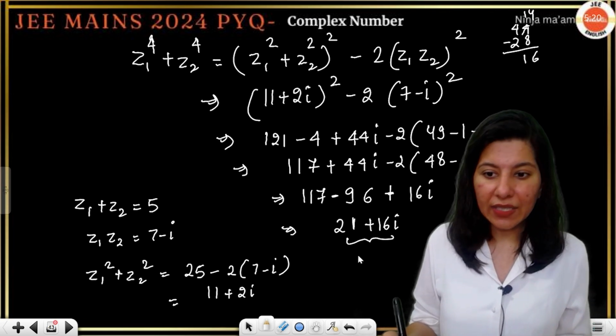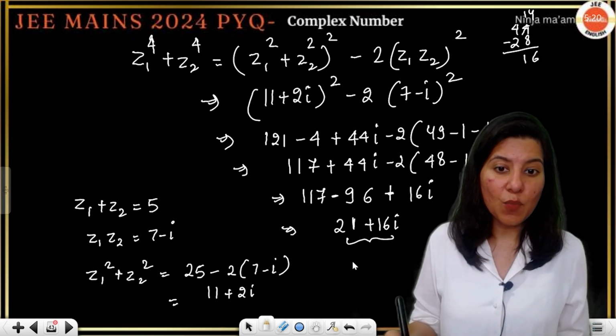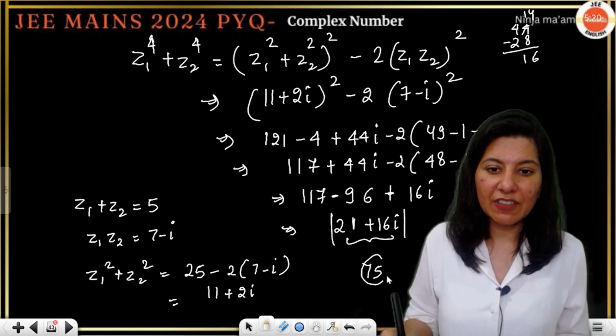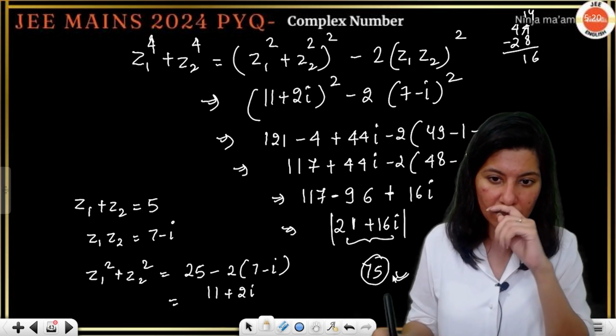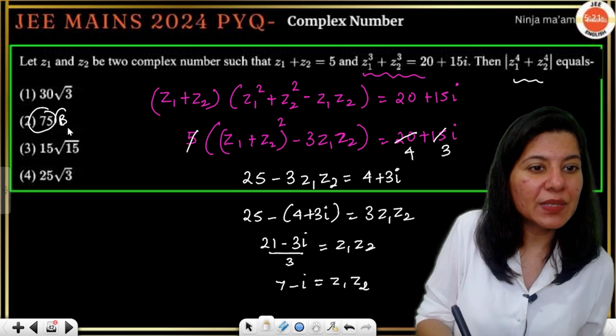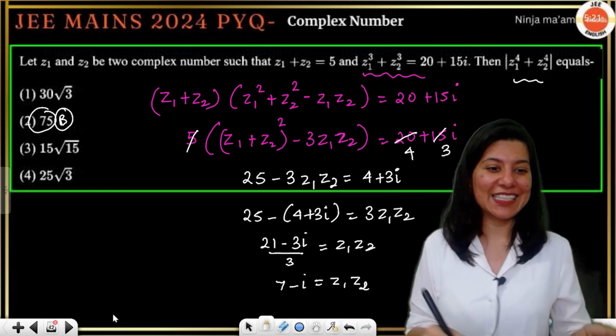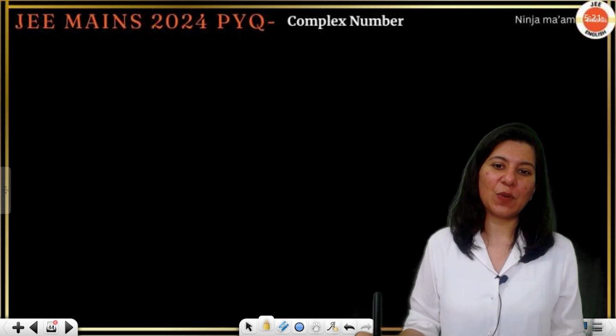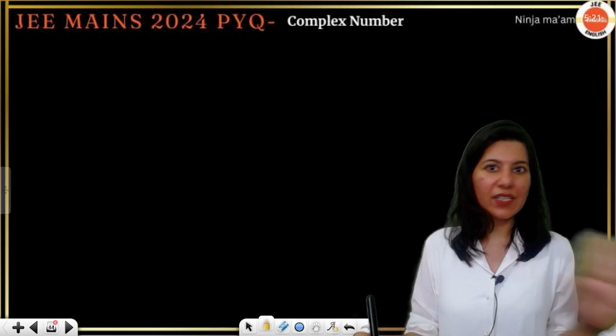If you calculate it, so you need the mod of it, right? So the modulus of this will become 75. Just have a look at the calculation. I'm just writing the final answer. 75, that is option B, is absolutely right for this last question. And we are done. Okay. January attempt done and dusted.